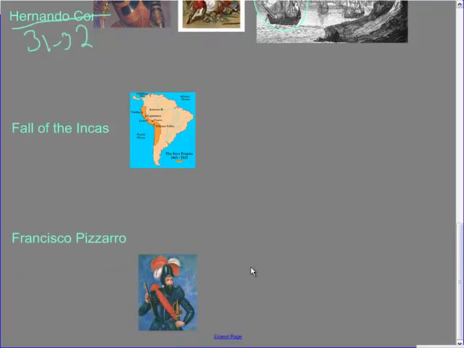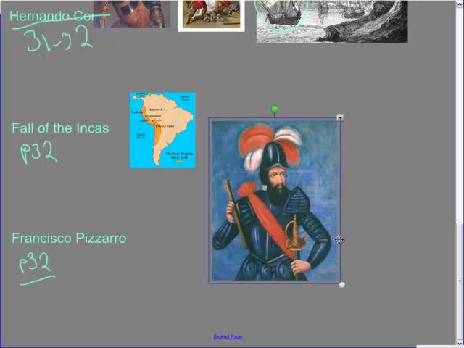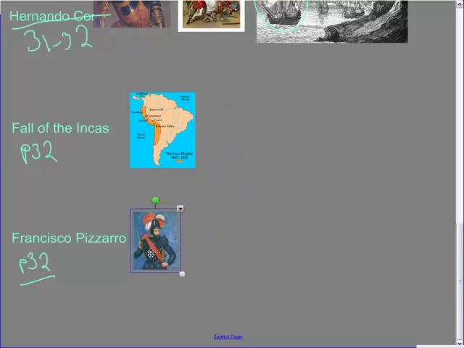Moving on to the Incas, what you'll need to know about the Incas is on page 32 as well, along with the guy that is going to be overthrowing them or leading the conquest of them, Francisco Pizarro. Now, just to illustrate the point, why they thought maybe that they could be gods. I mean, look at this guy's outfit. Look at this hat, all this stuff that he's got on. It would not be a stretch to think, oh, I've never seen anything like this before. He might be somebody that's got a lot of power or from another planet or who knows what.